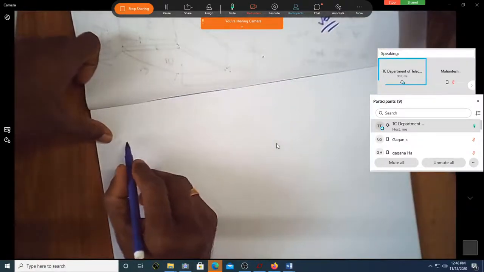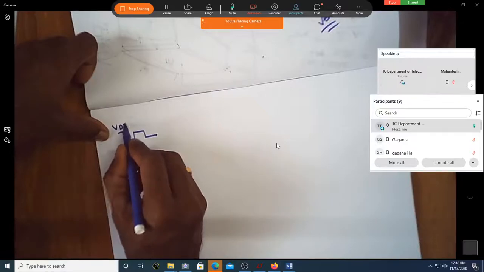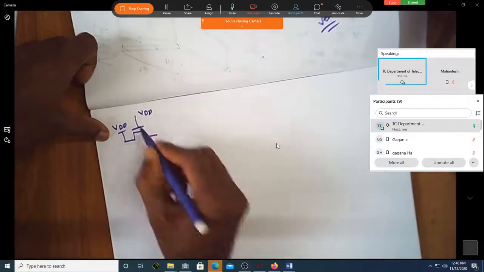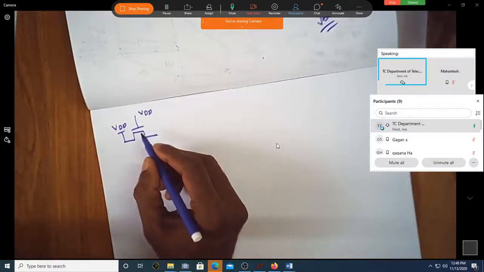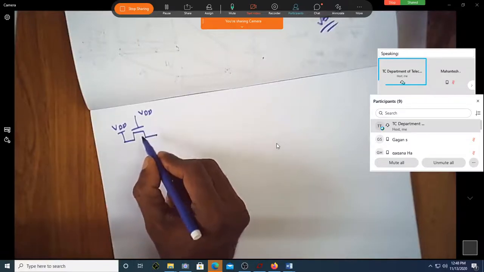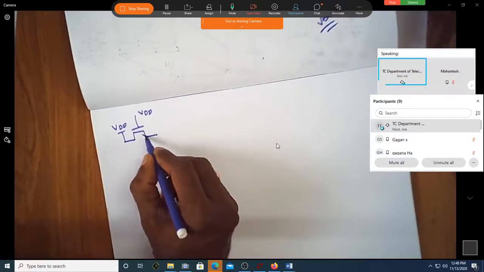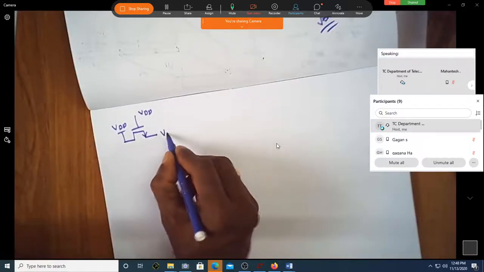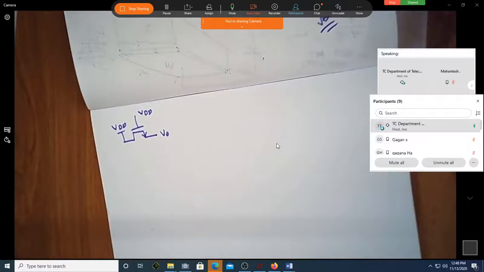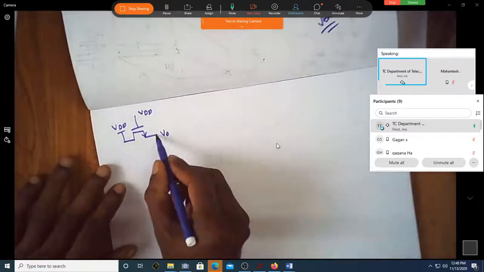Suppose I take a transistor, connect this to VDD, I'll connect this to VDD. What can be the voltage now? Drain is connected to VDD. Assume that you have a capacitor.